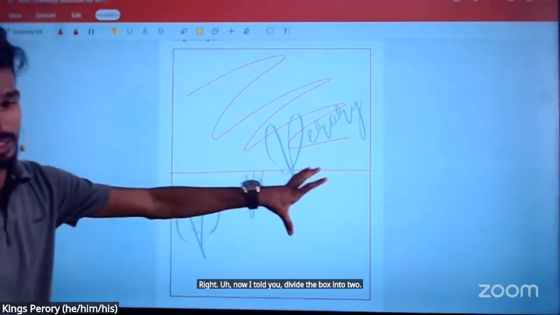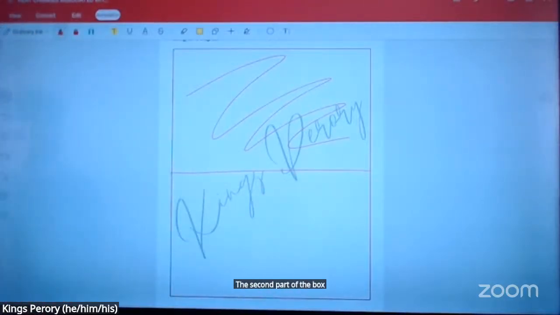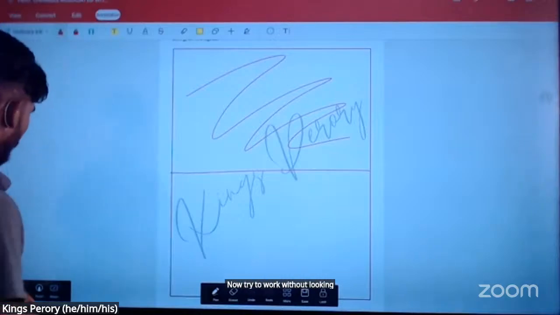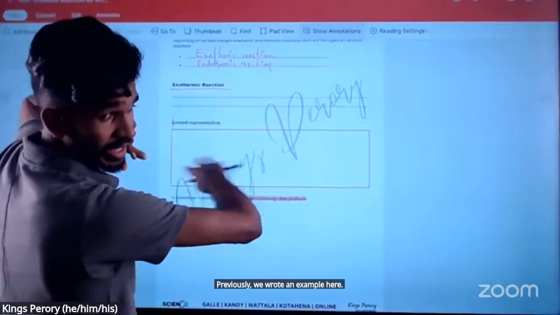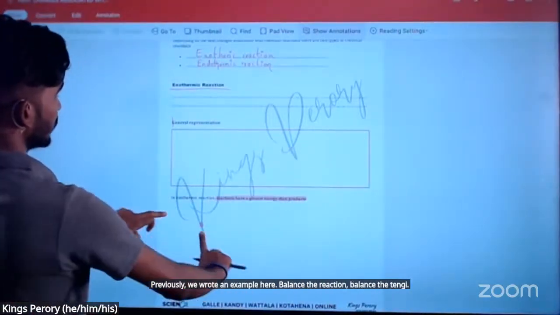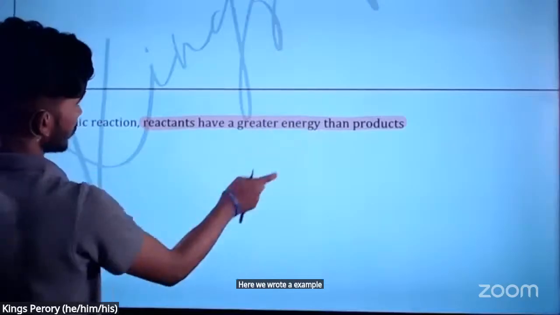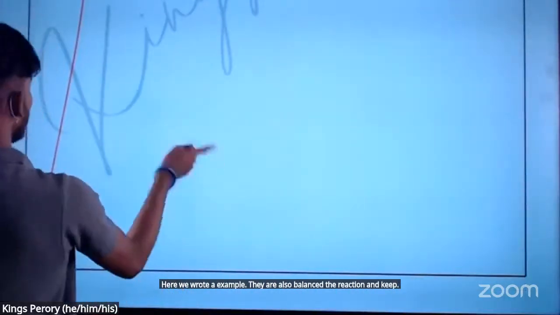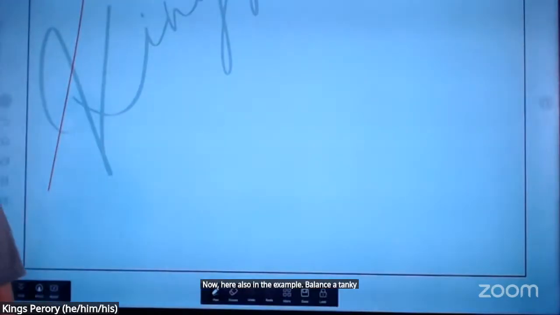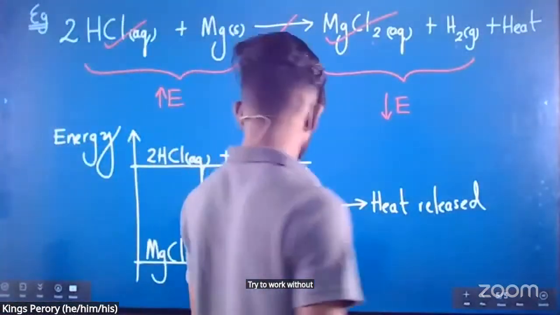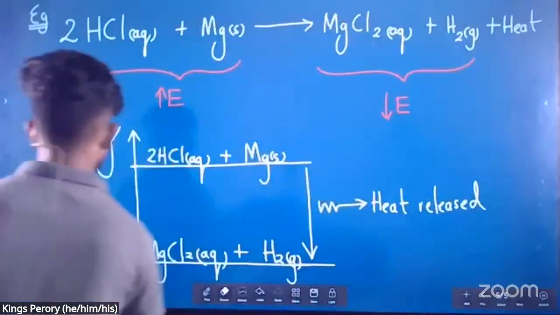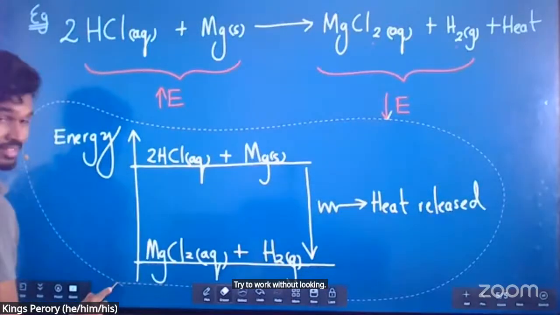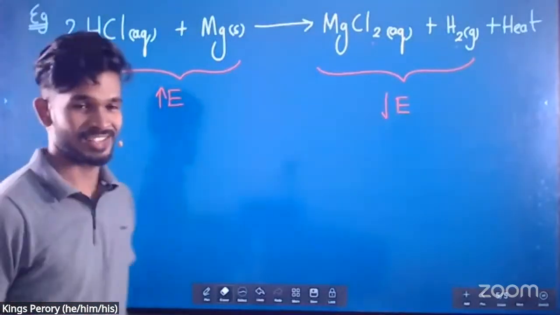Now I told you to divide the box into two. In the second part of the box, I want you all to write the example. Now try to work without looking. Even in the example we wrote previously, we balanced the reaction and kept it. Now here also in the example, balance it and keep. Write down. Try to work without looking. Work.